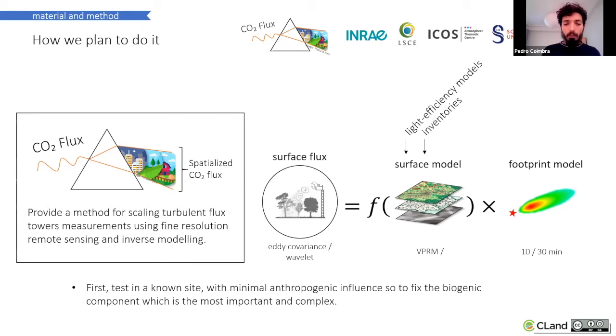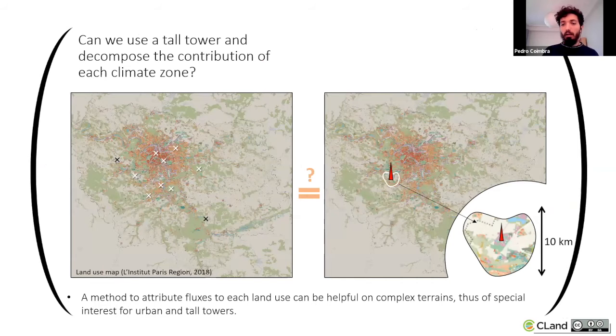And the basic idea here is that to first test, we apply this to a null site. It's going to be Grignon, and the idea is to have the minimal anthropogenic influence. So to get the biogenic component ready to go, because it's the most important and complex, and then just add the inventories and all the other components. If I just go back to better understand a complex landscape such as we see on the right, which would be measuring a lot of different things at the same time.